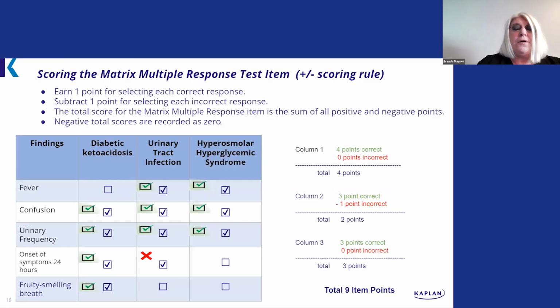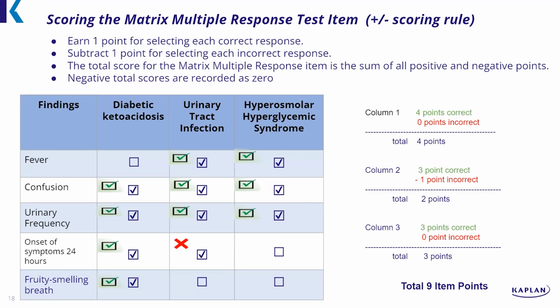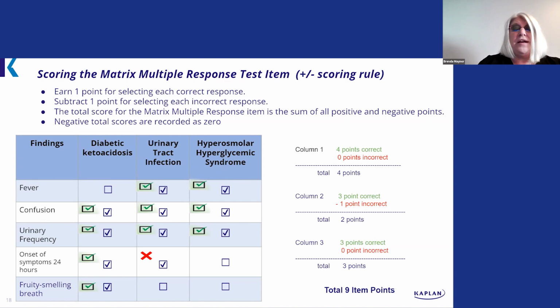In the matrix multiple response, this is scored differently than the matrix multiple choice. The matrix multiple response is scored using the plus-minus scoring model that is applied to each column. 1 point is earned for identifying and selecting the correct option or options. In contrast, 1 point is subtracted when selecting an incorrect response. The total score for the matrix multiple response item is the sum of all positive and negative points. Negative total scores are recorded as a 0.